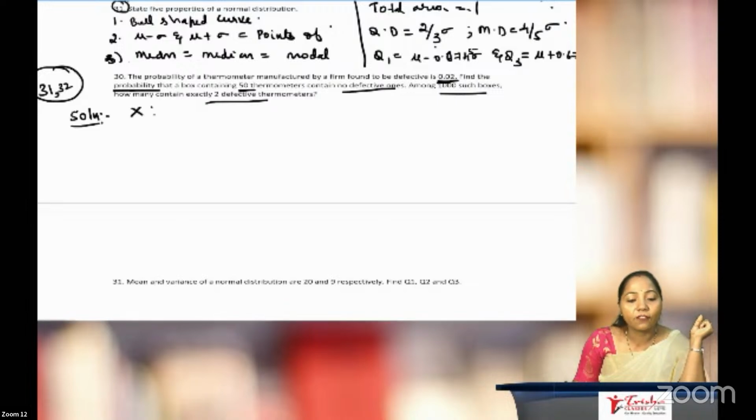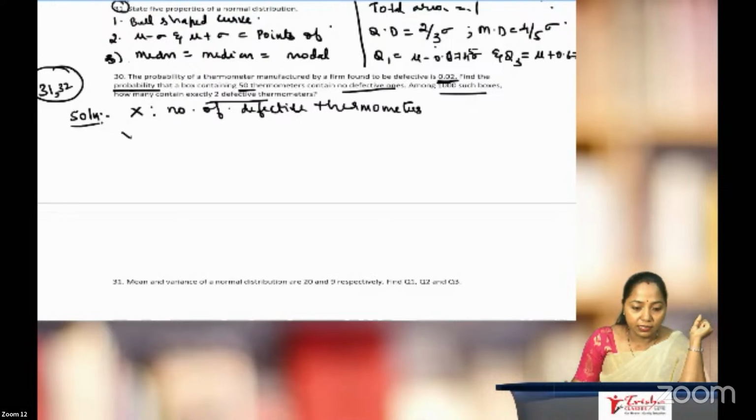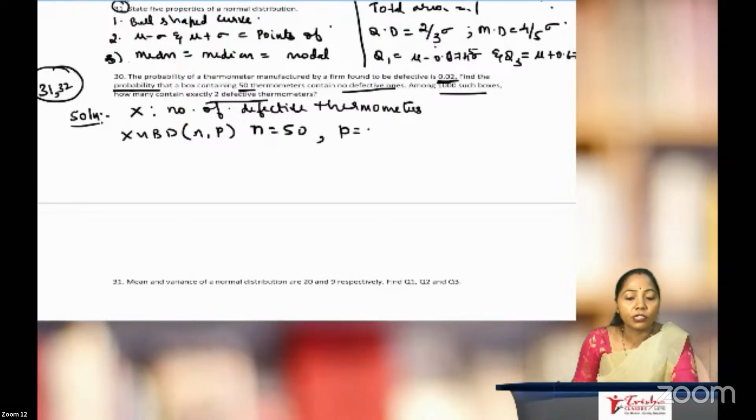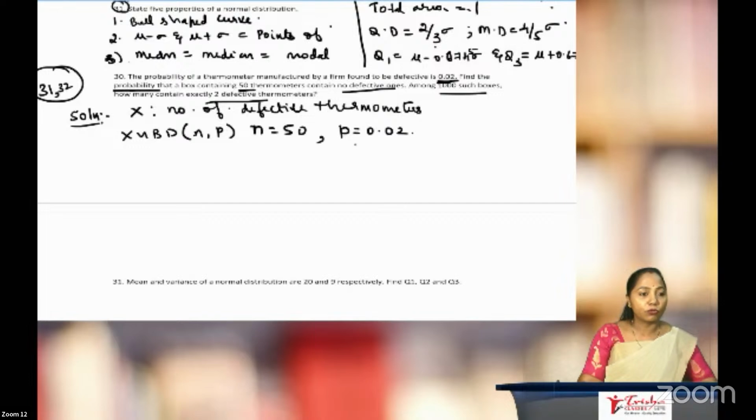What is your X defined as? Information is regarding defective thermometers. What shall we define X as? It is some number. In this case, it is the number of defective thermometers. And as you told, it is binomial distribution. I told you, a p value is given, sample size n is given. The number of thermometers is 50 given to us, n and p. So our n is 50, p is 0.02.